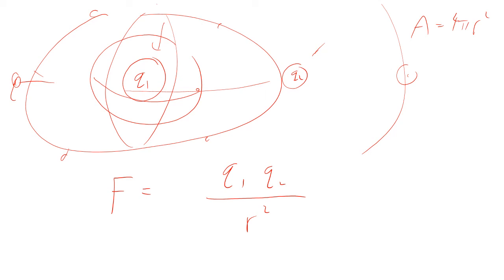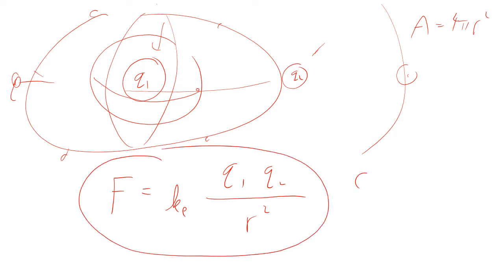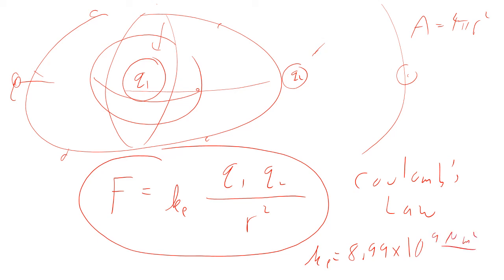Now, there's got to be a proportionality in here. That proportionality, K sub E, is what we call the electrostatic constant. And so this is Coulomb's law. The electrostatic constant, K sub E, is 8.99 times 10 to the 9 Newton meter squared per Coulomb squared. And so that's Coulomb's law. There's the electrostatic constant that's in there.